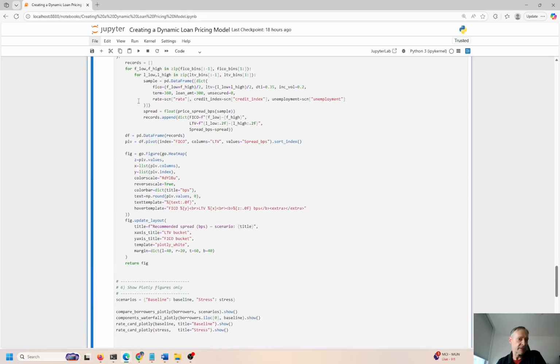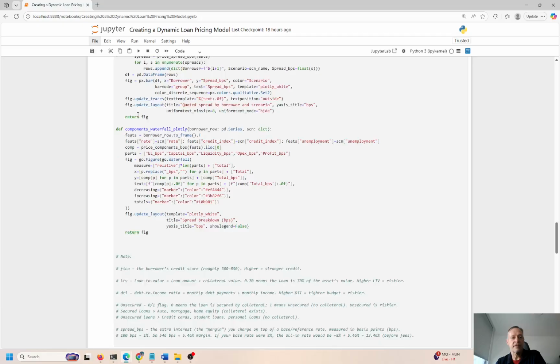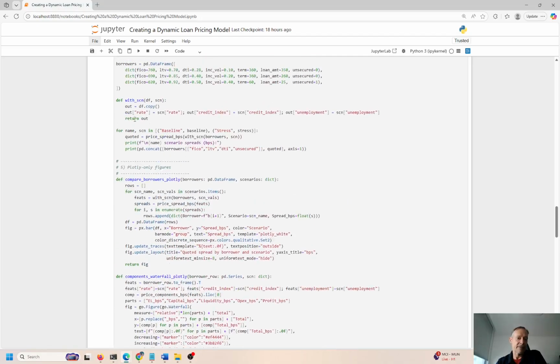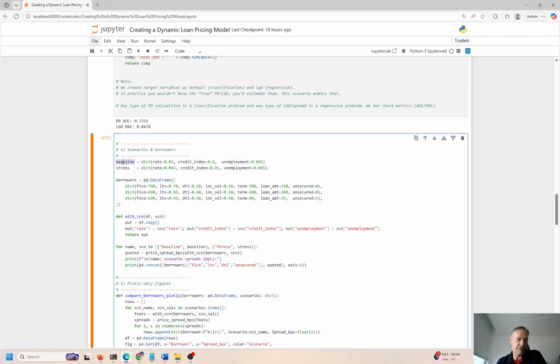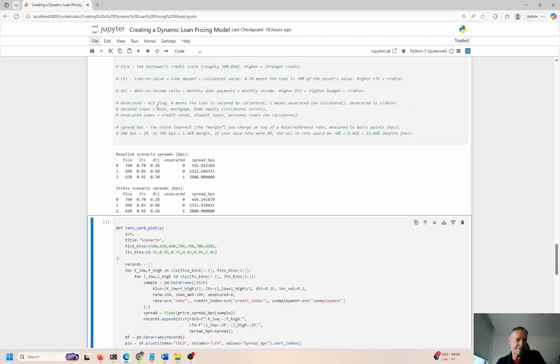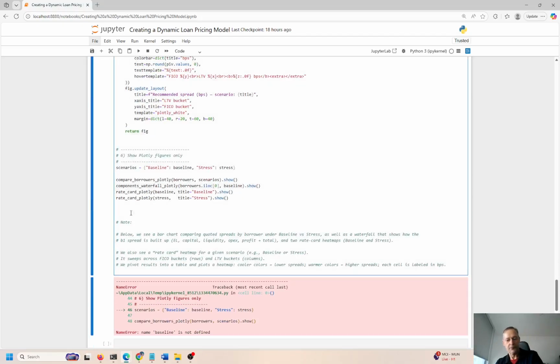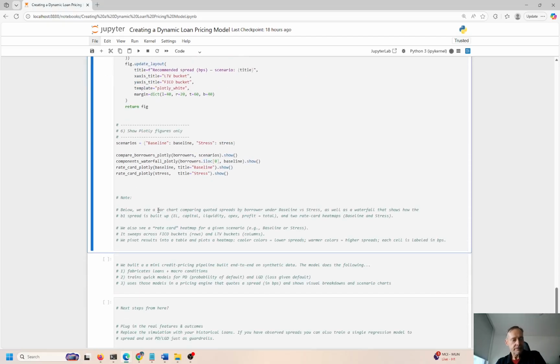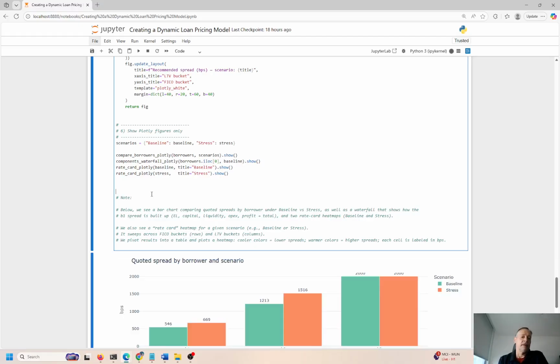The baseline is not defined. Wait a second. Why would the baseline not be defined? Because I just did it over here. Baseline is right here. Let's try this again. Okay, so I think it's running. I don't know what that was, some little hiccup or something. Or maybe I didn't refresh one of these cells in the notebook, but I thought I hit every one, so maybe I missed something. Okay, so here we have the quoted spread by borrower and scenario.